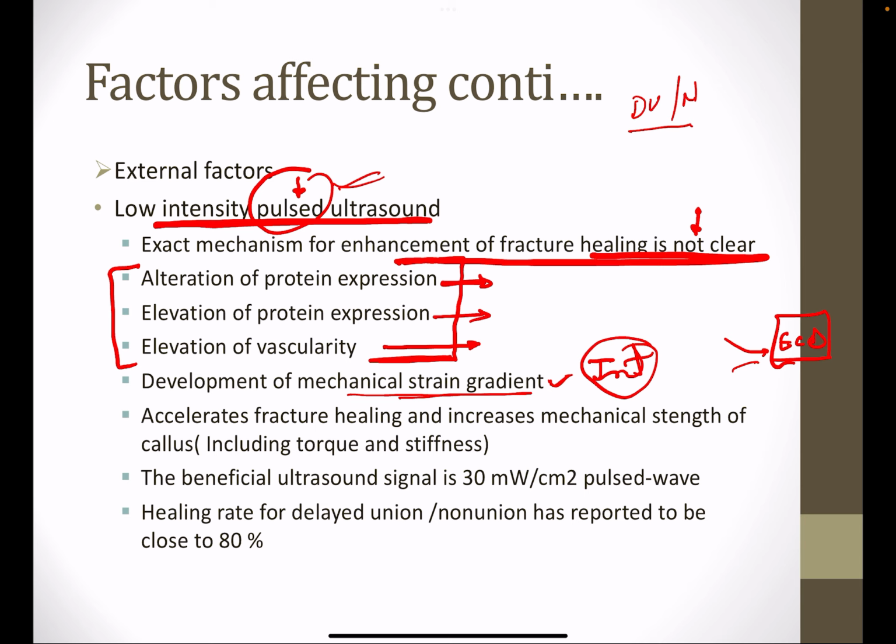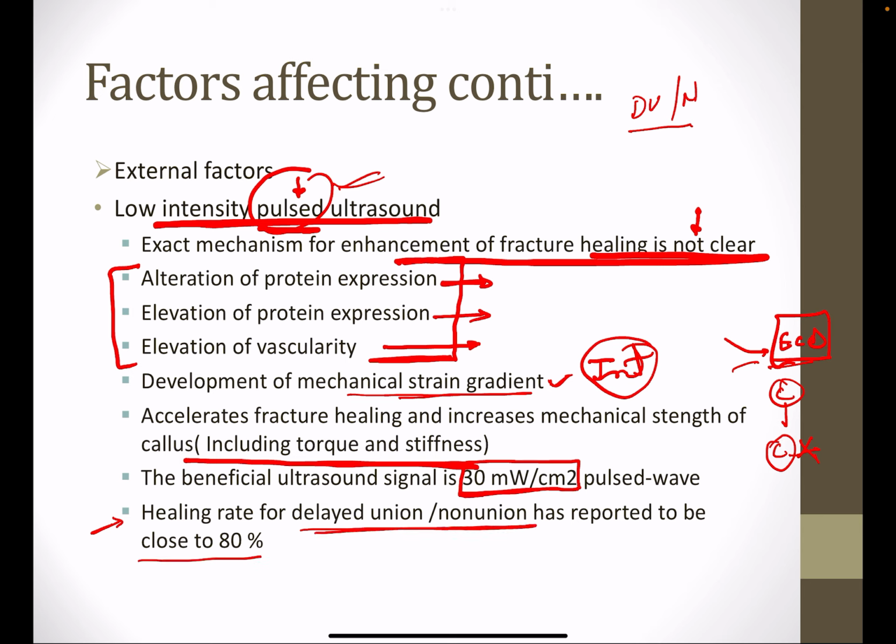If it is intermittent, it is called endochondral ossification. If it is continuous, then it will lead to cartilage formation, which will not ossify. So intermittent pulsed ultrasound is necessary. It accelerates the fracture healing and increases the mechanical strength of the callus. What is the beneficial ultrasound intensity? 30 mW per centimeter square pulsed wave is necessary, and in a study it was shown that the healing rate of delayed union and non-union was reportedly close to 80%.